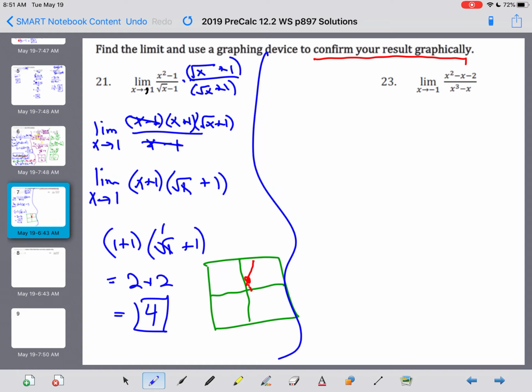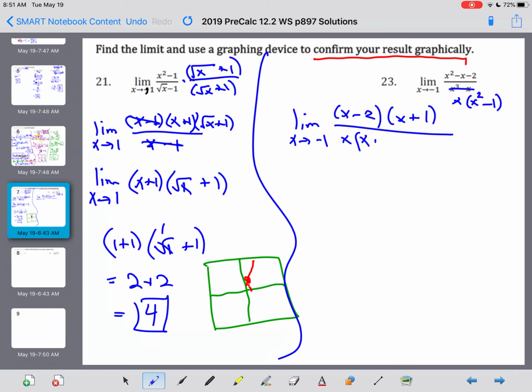And for number 23, let's do some factoring here. I'm going to stretch it out this way. If I plug in a -1 in here right away, I'm going to get -1 plus 1 in the denominator. That's going to cause a 0. Don't want that. And so on the top, I'm going to get x minus 2, x plus 1. In the bottom, I can factor an x out, and I get x squared minus 1. And then that's going to give me x plus 1, x minus 1.